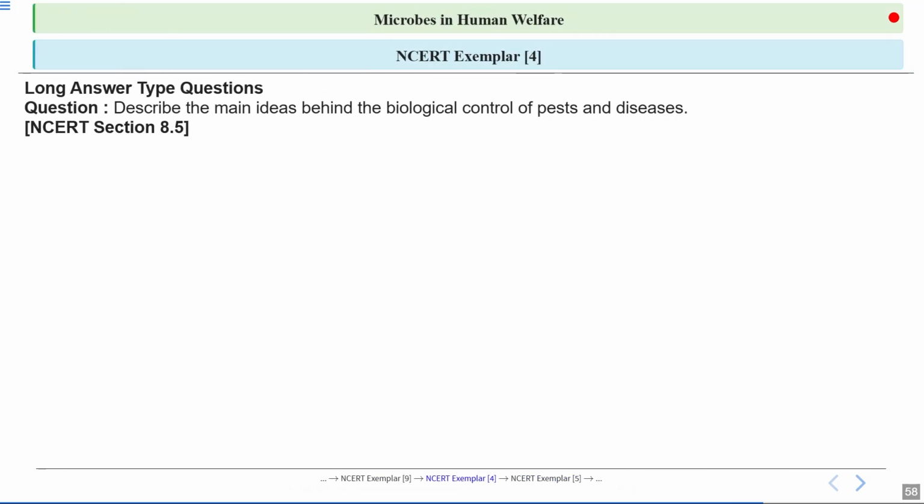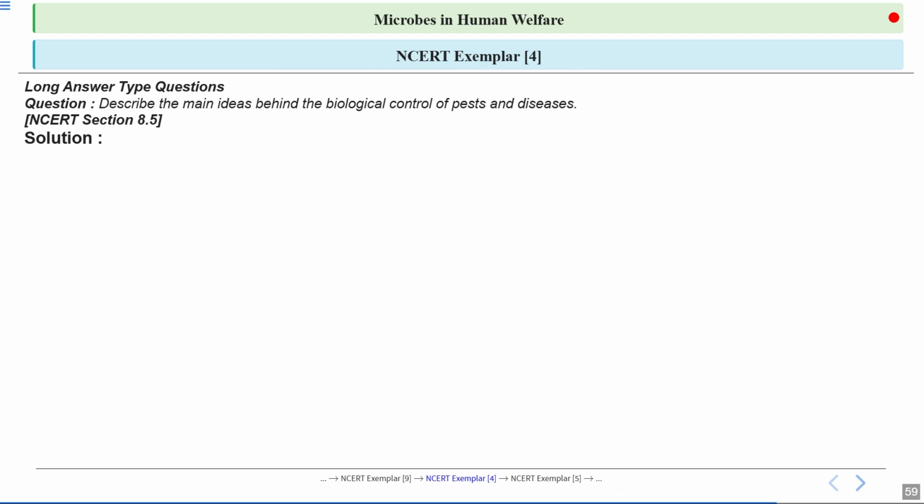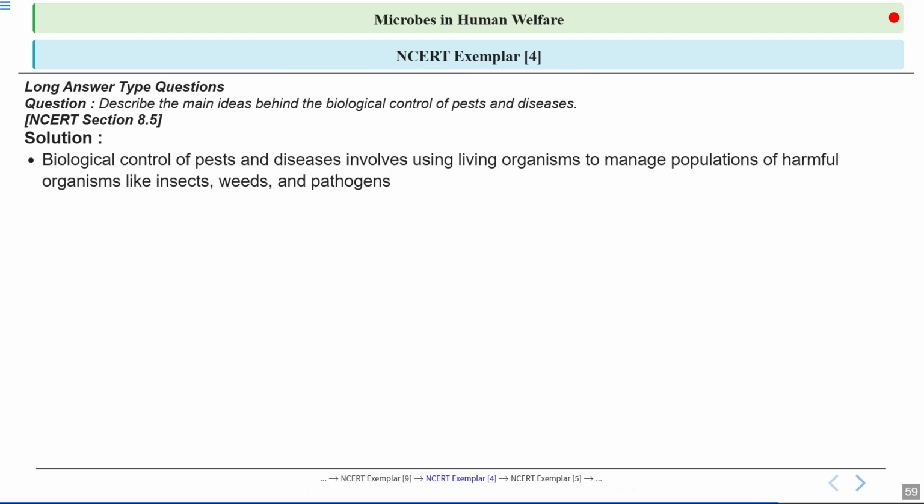Let's have a look at the next question. You have to describe the main ideas behind the biological control of pests and diseases. This is a long answer type question. Let's have a look at the answer. Biological control of pests and diseases means using living organisms to manage populations of harmful organisms like insects, weeds, and pathogens.